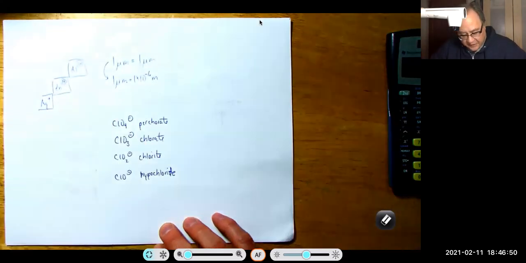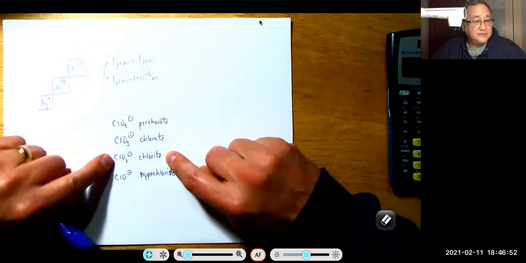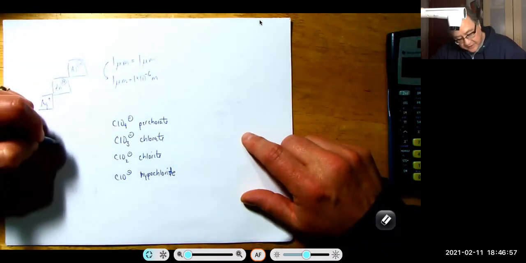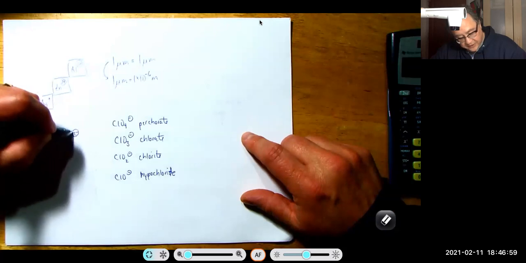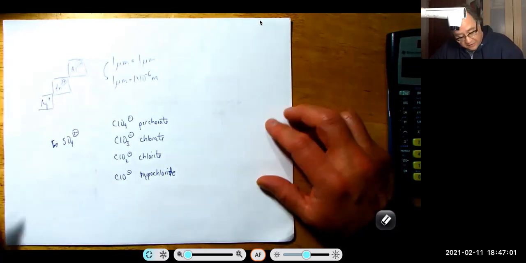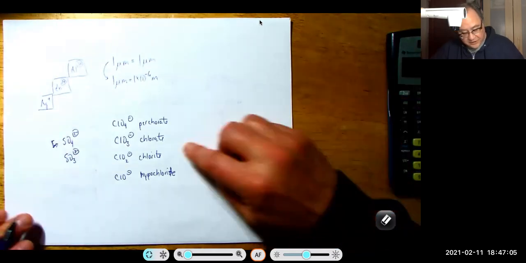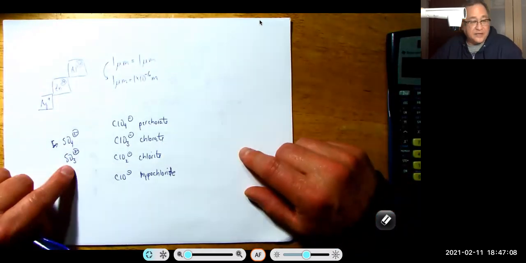So this means that if you have the ate, you can get the ite. Yep. And so if someone says sulfate, SO4 2 minus, and on the test it says sulfite, you go, oh, SO3 2 minus. Because that's the relationship between ate and ite. One less oxygen for the ite.